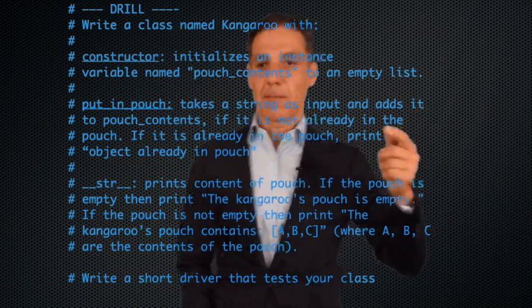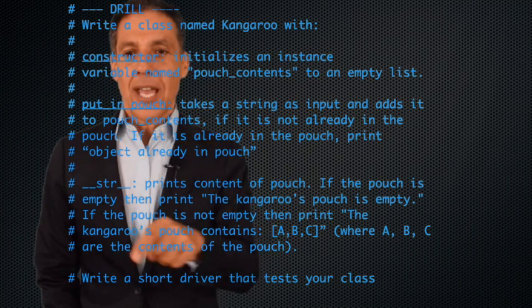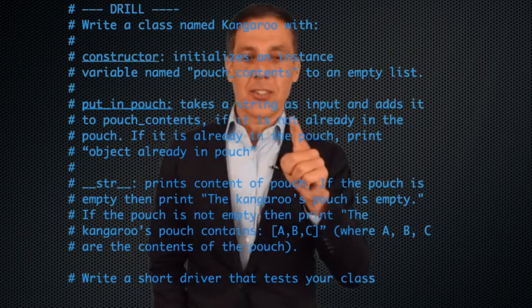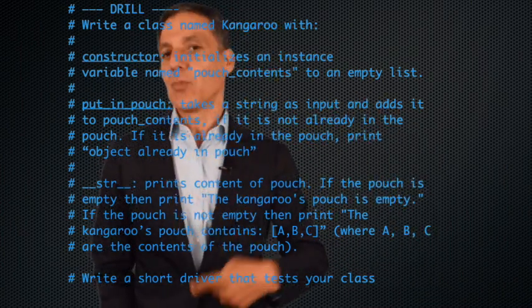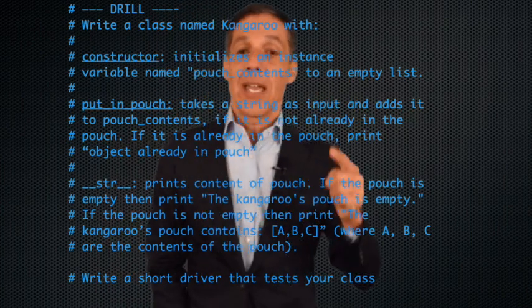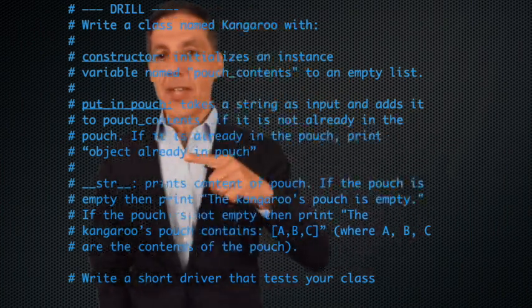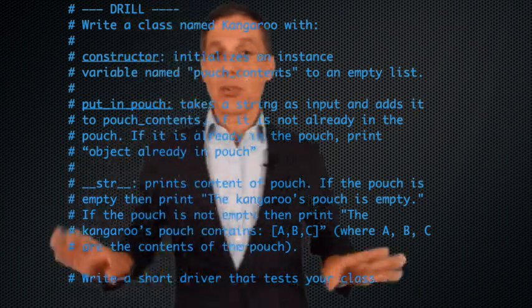Okay, that's it. Now you're going to create a function called put in pouch, and then you're going to create a print function. So put in pouch takes a string as input and adds it to the kangaroo's pouch, which of course is the list, if that string is not already in there. So if the string is already in there, then print object already in pouch and don't do anything.